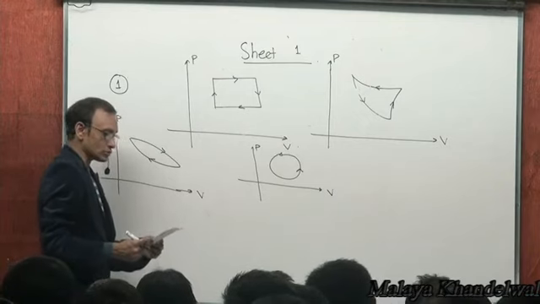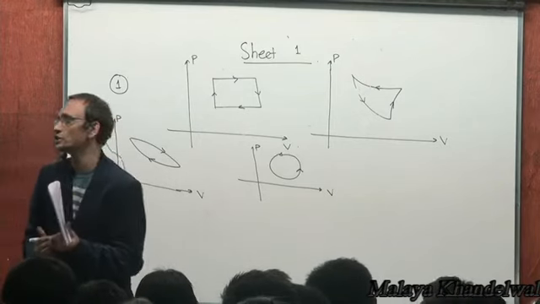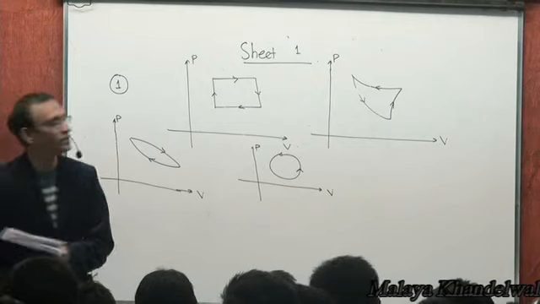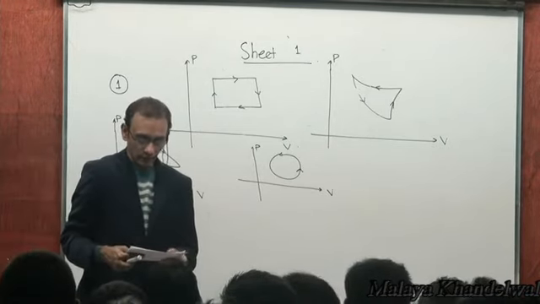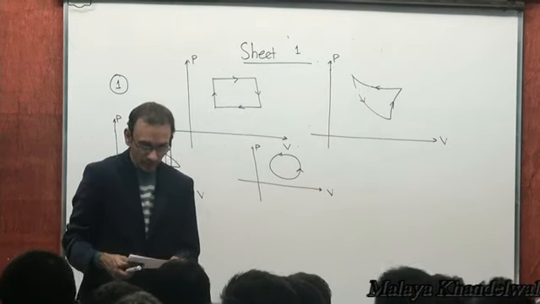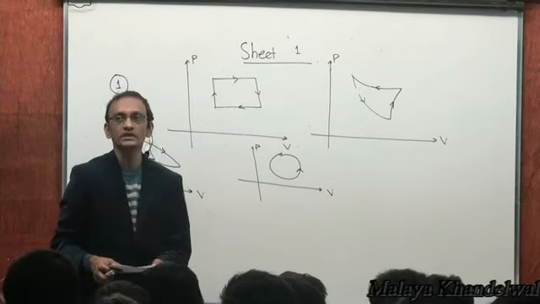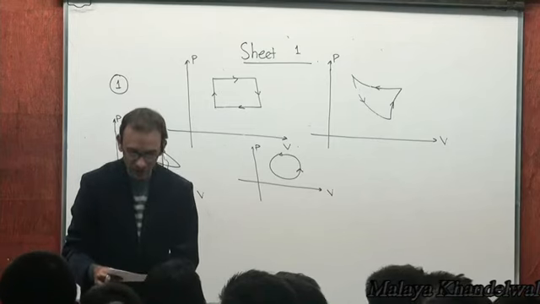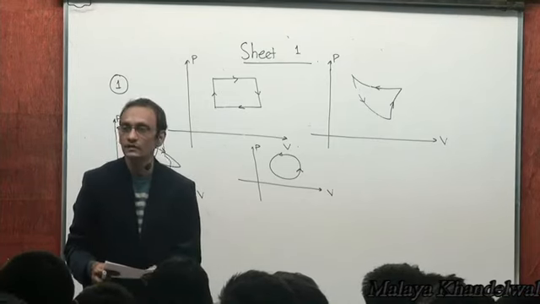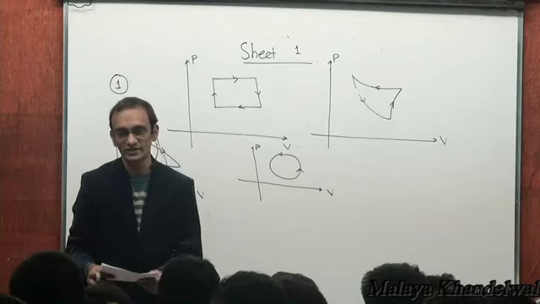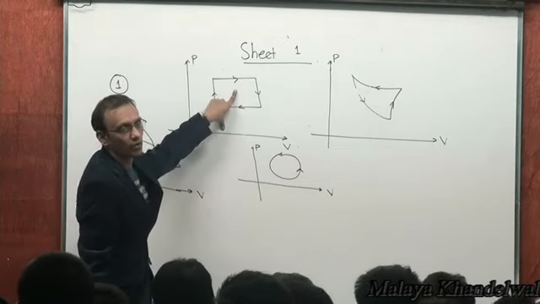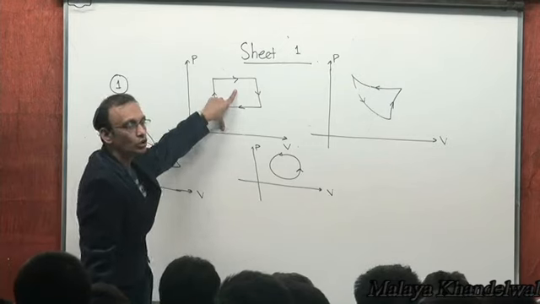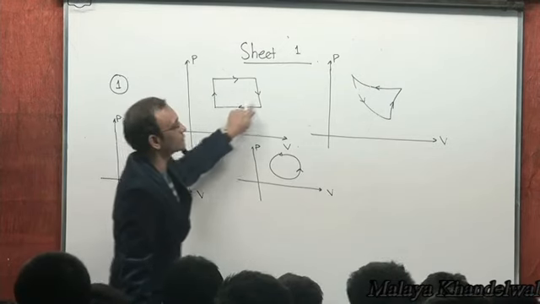We want to find out the cycle in which the change in internal energy is positive. Now, is it possible that for a full cycle, the change in internal energy is positive? No, it's 0 in all cases. Okay. Now, work done, is this positive here? Yes. Why? Clockwise execution of the cycle.